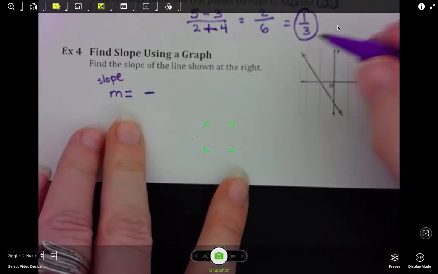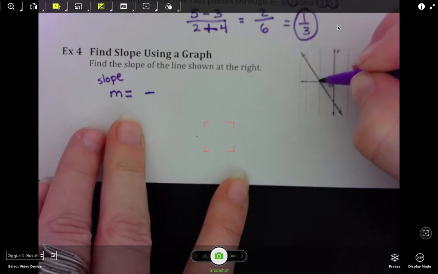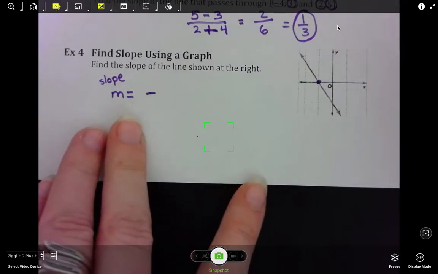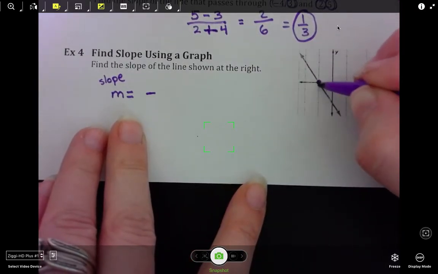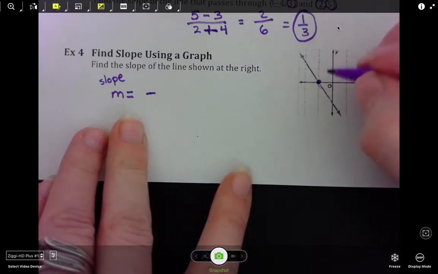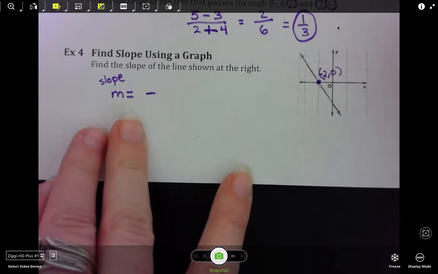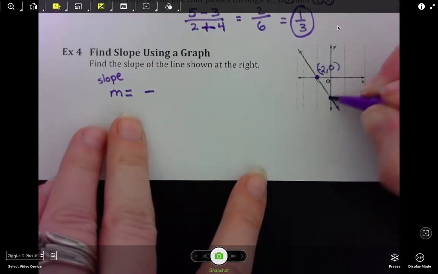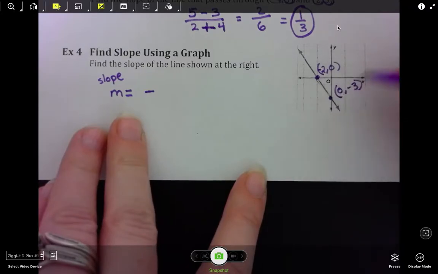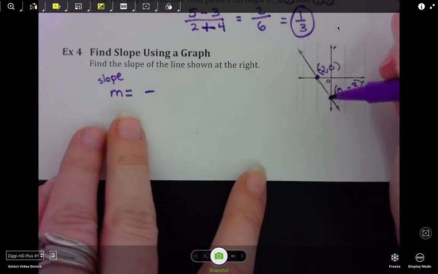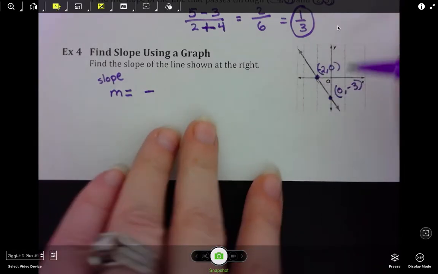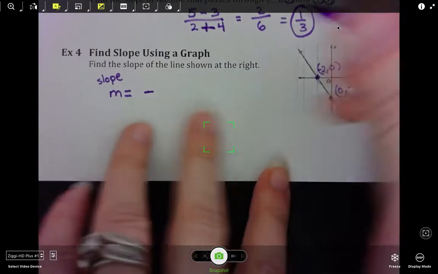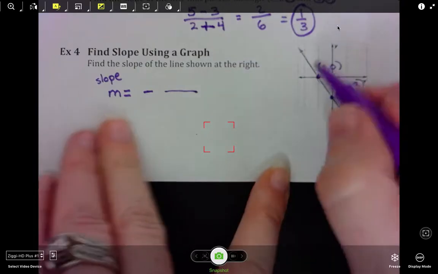And what I'm going to do is on this line, I'm going to pick 2 points that it goes through exactly. So I see this dot right here. It's going through that dot exactly. That is the point -2, 0. Okay. And then I see down here, this is going through the point 0, -3. Okay. So from this point to this point, from left to right, I am looking at how much it's rising over how much it's running.